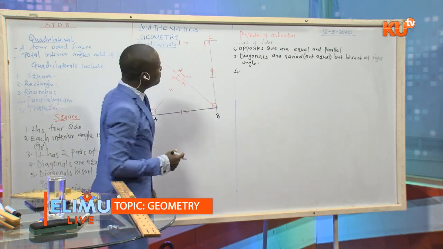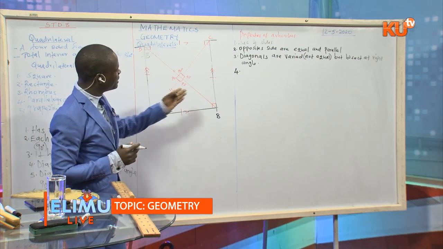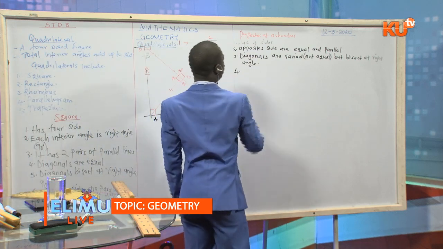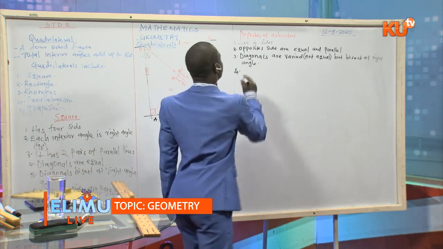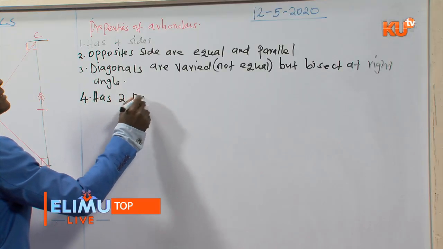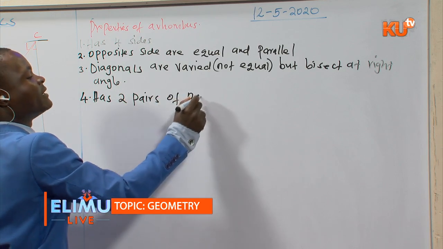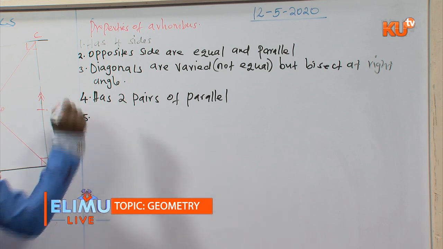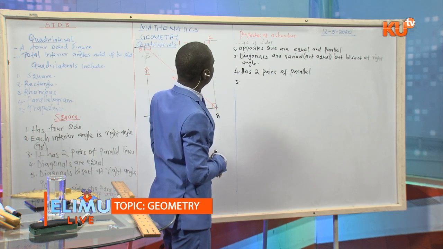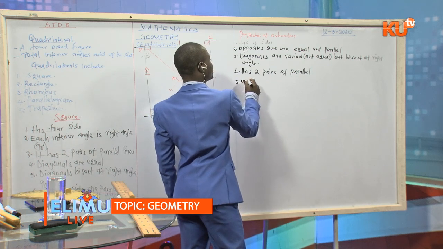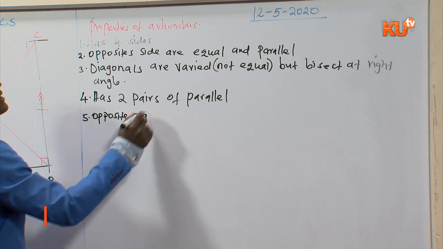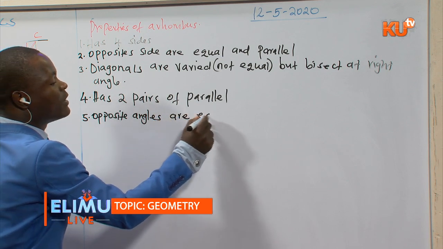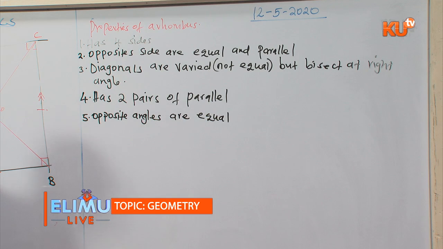Now, after I will have drawn the rhombus, you'll be able to see whether that is true. Number four, the fourth property of a rhombus is that it has two pairs of parallel lines, just like a square. And then the fifth property of a rhombus is that opposite angles are equal. I will explain that after I will have drawn it.